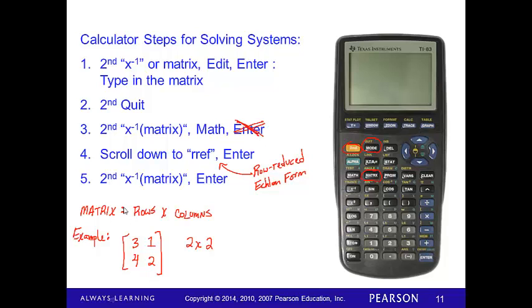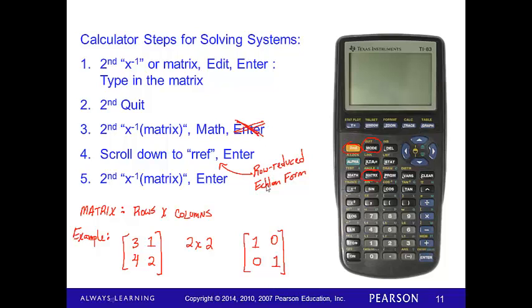And then the next thing we need to do is hit second, I do x to the -1, or you hit matrix. You want to get back inside the matrix menu. This time you do not scroll over because you should be in the names. And since we are using matrix A, we can just hit enter. Then hit enter again. And on your screen, you should have 1, 0, 0, 1.